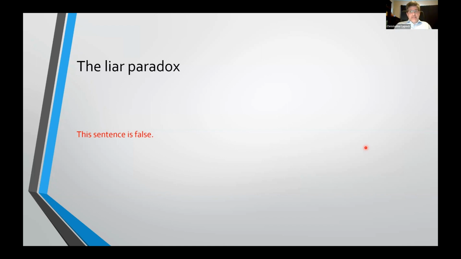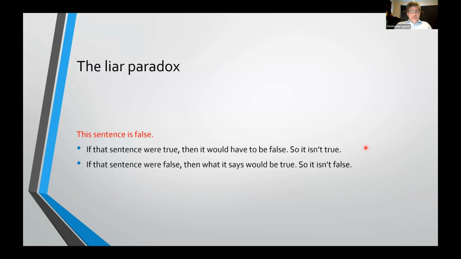Okay, the question is this: is the sentence true or false? If it's true, then it has to be false, because what the sentence says is that it's false. So if it's true, then it has to be false. You can conclude from that it's not true. If it's false, though, then it's true, because what it says is that it's false. So if the sentence is false, then what the sentence says is true, which means that the sentence would be true. So it can't be false. So apparently the sentence can't be true or false.